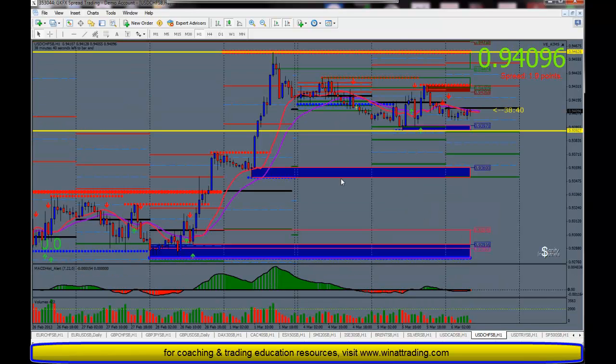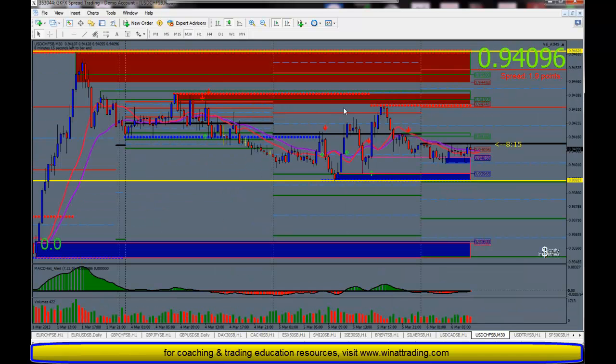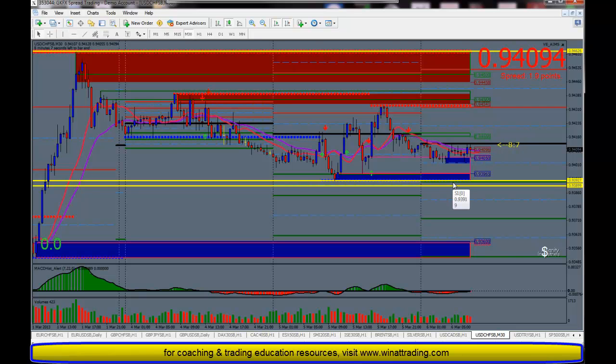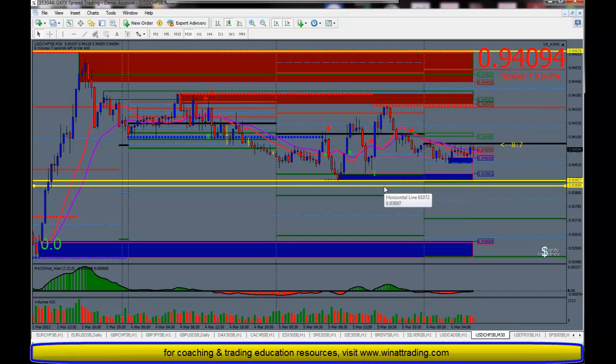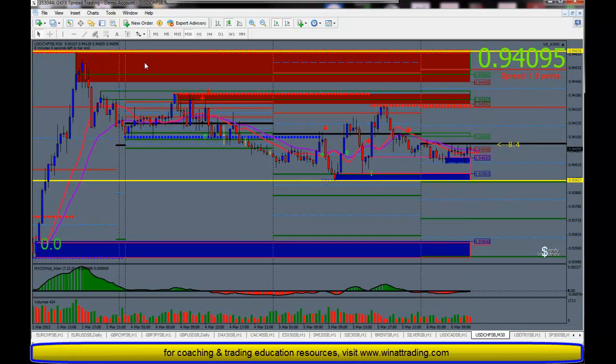US dollar, Swiss franc. Okay, let's look at the 30 minutes. US dollar, Swiss franc, looking good to the downside at 0.93927. And I wouldn't be going long on this pair before 0.94626.